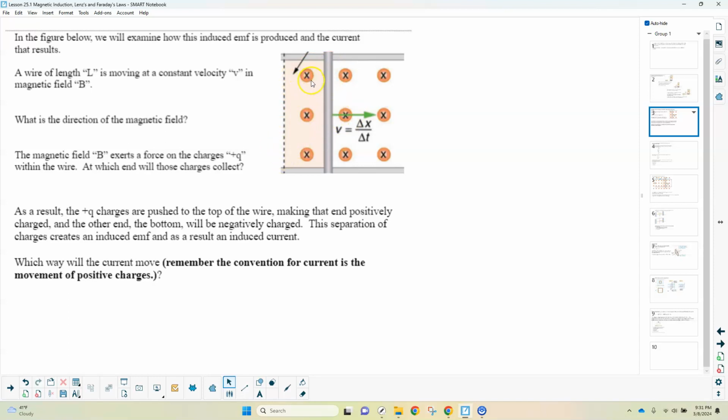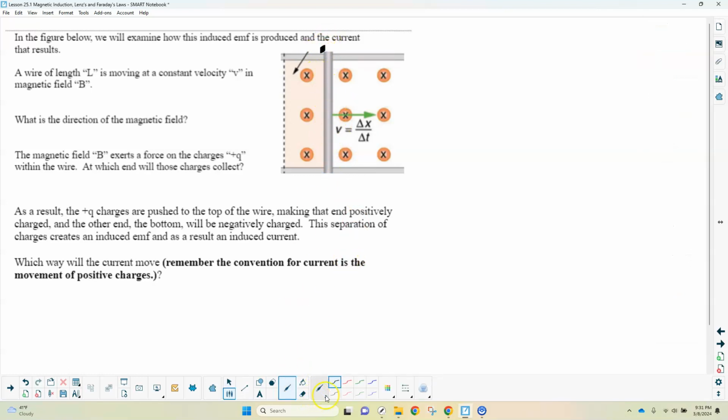So if we think about that, the magnetic field, we have X's going into the page, so the magnetic field is directed in. We are moving the wire to the right, so the velocity is to the right, and the magnetic field is into the page. So if we use our right-hand rule, the positive charges in this wire, or the current, would be pushed up to the top. So the positive end is at the top.